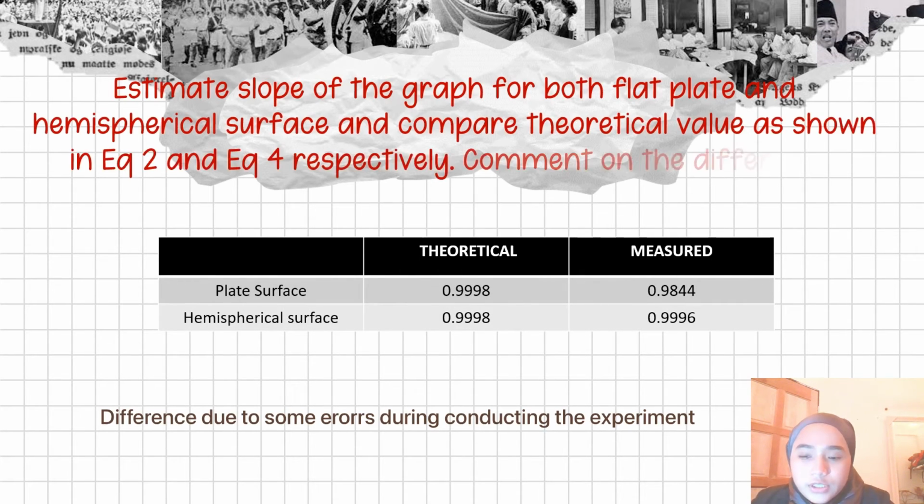So the first question in this experiment is we need to estimate the slope of the graph for both plate and compare the theoretical value as shown in equation 2 and equation 4 respectively. So we need to comment on the difference. Basically the answer for the theoretical slope of the graph for plate surface is 0.9998 and hemispherical surface is 0.9998. And for measured, the plate surface is 0.9844 while the hemispherical surface is 0.9996.